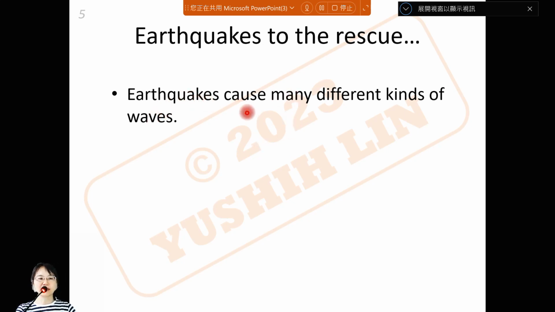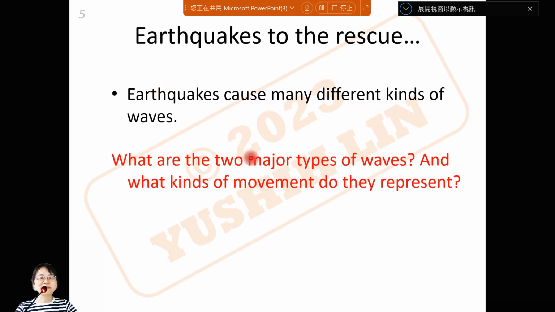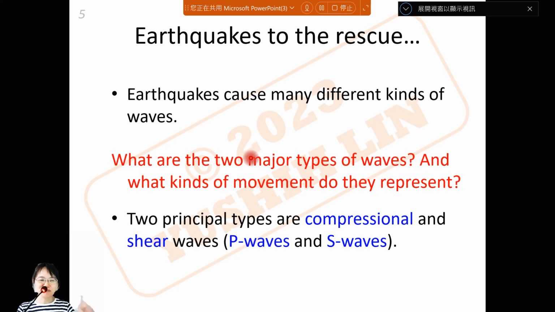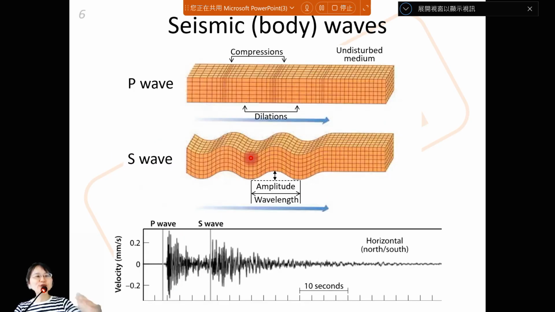Earthquakes can cause many different kinds of waves. You can experience 2 types of wave, the so-called P wave and S wave. You will experience one direction first and then the other direction. The P wave is the first one to come. The way the ground moves is parallel to the propagation direction of the wave. So it's moving like this. It comes faster. And the other is the shear wave. It's moving like this, so it's perpendicular to the propagation direction of the wave.